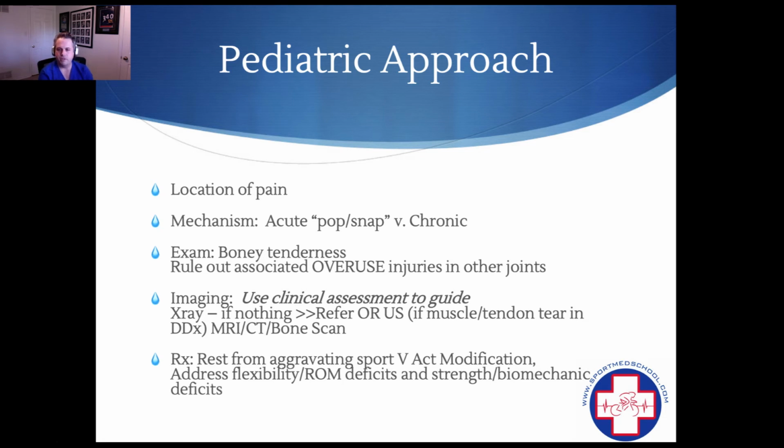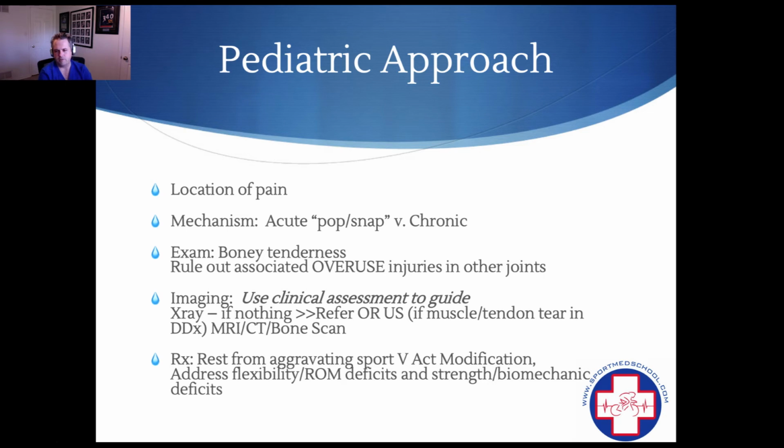In terms of imaging, we use clinical assessment to guide that. In chronic, it's often not necessary. However, it's based on the location of the injury, the type of sport the individual is playing, and the level that they're playing at. In an acute injury where there's been a mechanism of injury, I typically would recommend getting an x-ray to take a closer look, rule out avulsion or other fracture injury.